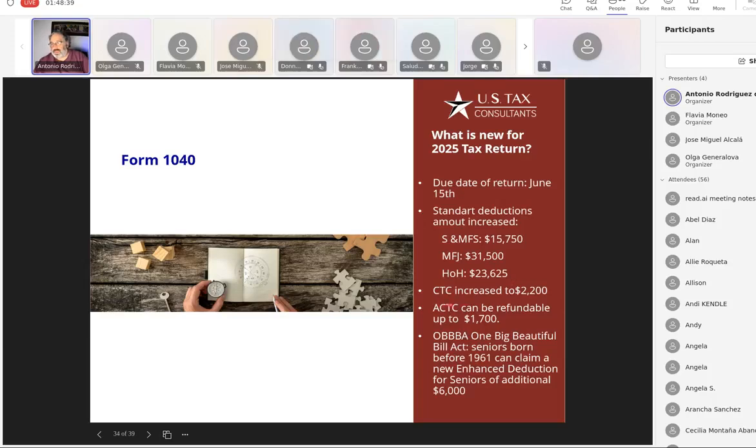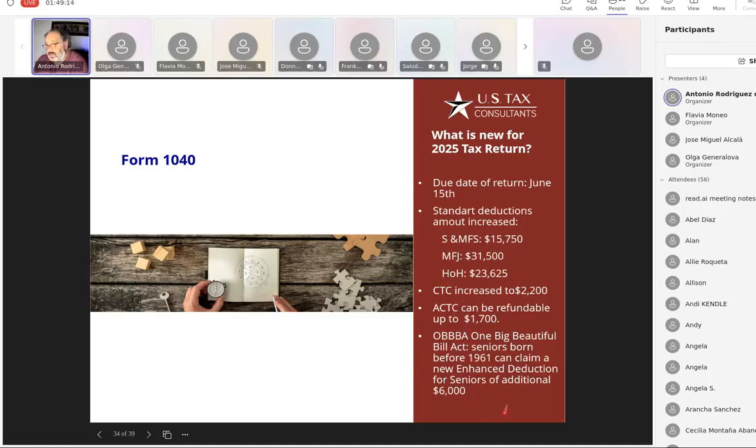It is true the child tax credit has increased to 2,200. This is a credit that you have for every child that you have younger than 17. But the total credit is 2,200, and only 1,700 is refundable, which is what really affects all the families that have children younger than 17. Basically, they will be getting back this 1,700.